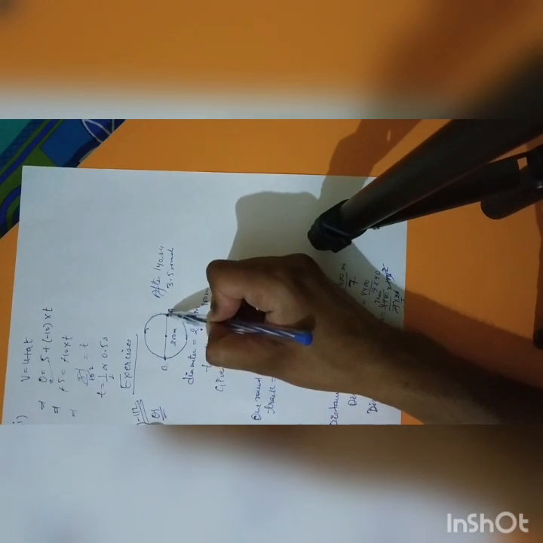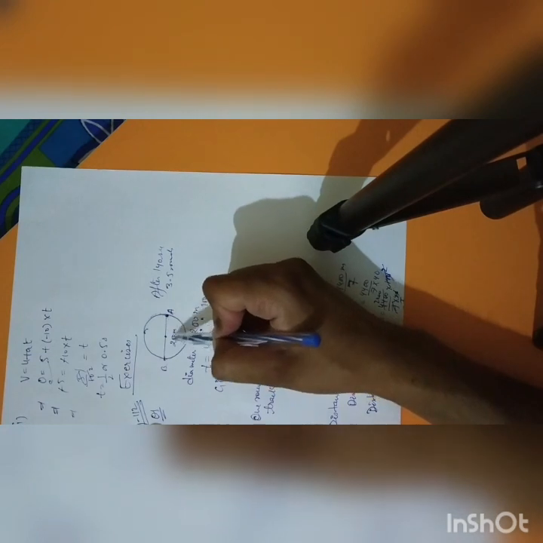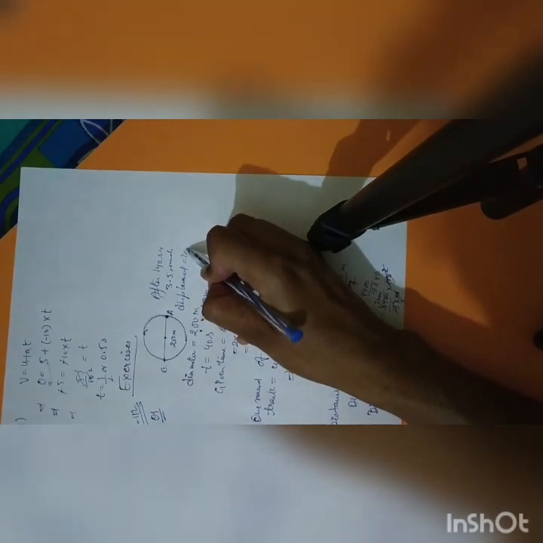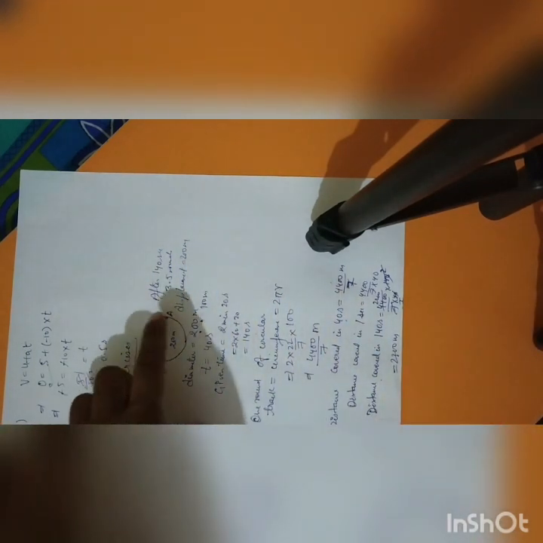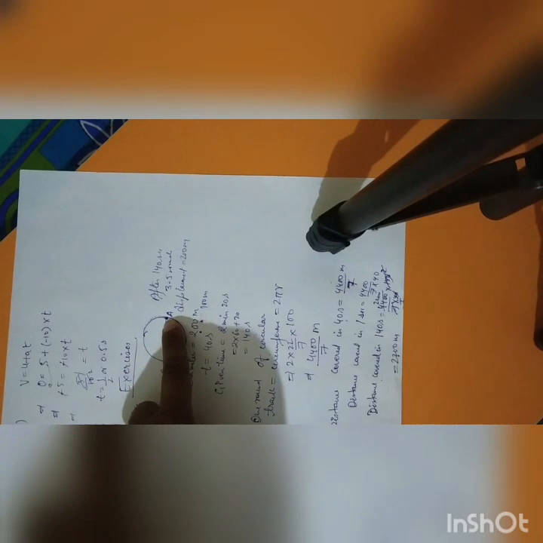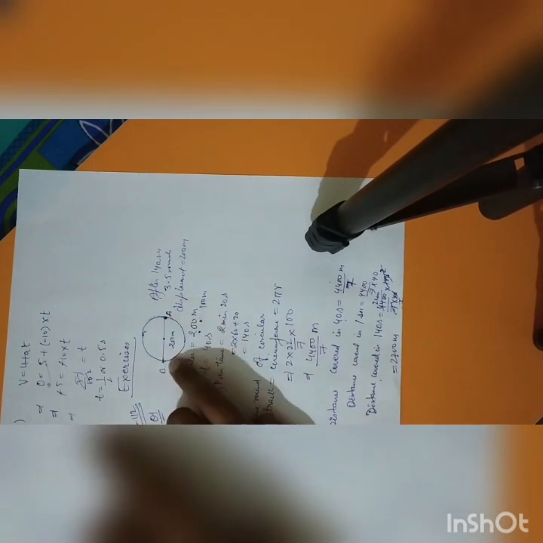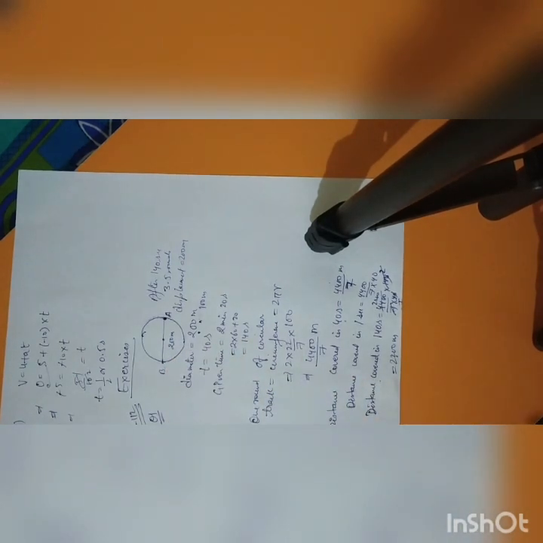And the shortest distance between A and B is itself the diameter of the circular track, which is 200 meters. So the displacement will be 200 meters. At the end of 140 seconds or 3.5 rounds, the athlete started from point A and will end at point B. Displacement is the shortest distance between initial and final position, and the shortest distance between initial and final position is the diameter of the circular track, which is 200 meters. So the displacement will be 200 meters.